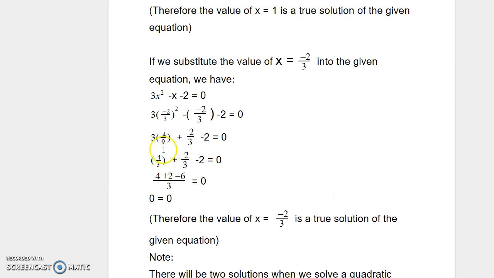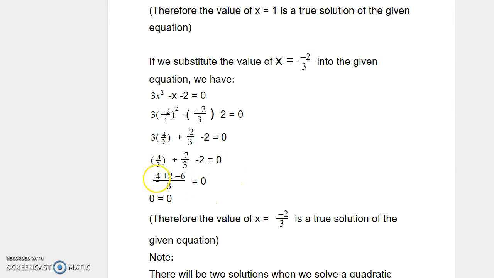So we can simplify this some more. 3 is in the numerator, 9 is in the denominator. 9 is a multiple of 3, therefore 3 times 1 is 3, 3 times 3 is 9. So we can simplify 3 times 4 over 9 as 4 over 3 as shown here, plus 2 over 3, there's nothing to simplify there, minus 2, there's nothing to simplify here, is equal to 0.